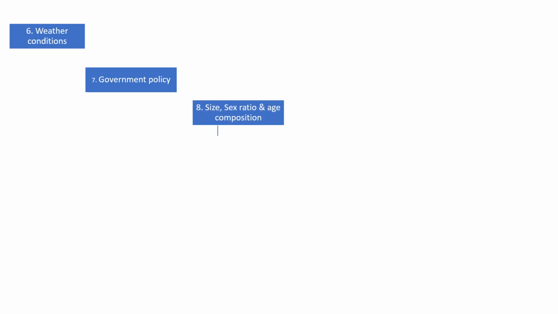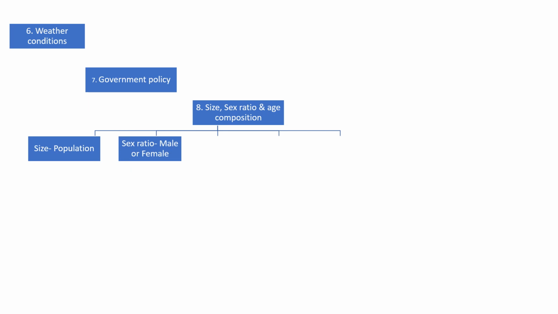The next one is size, sex ratio, and age composition. When I talk about the size, it is about the population in India. When I talk about the sex ratio, it is male or female. See, guys, if there are more males, then there is a male dominating population. If there are more females, it will be said to be a female dominating population.